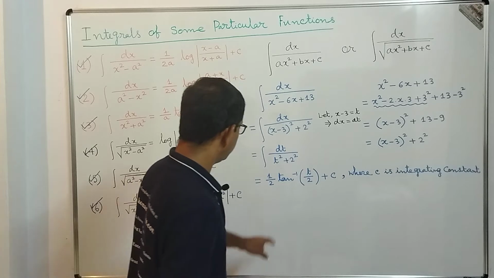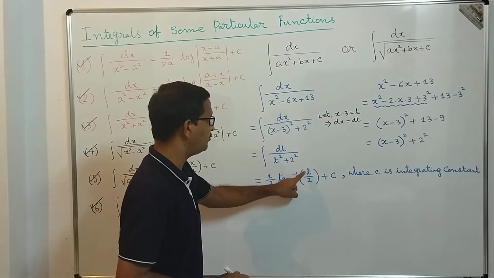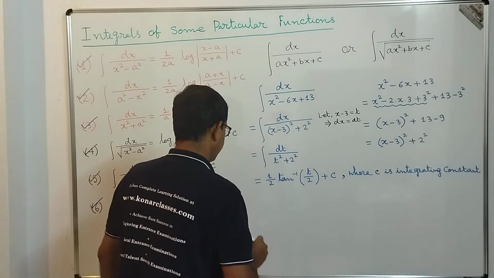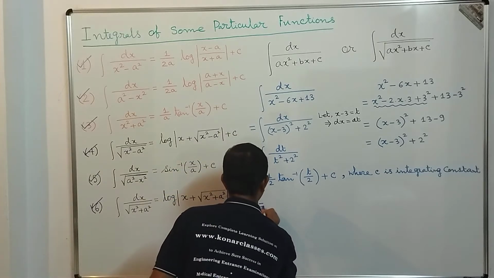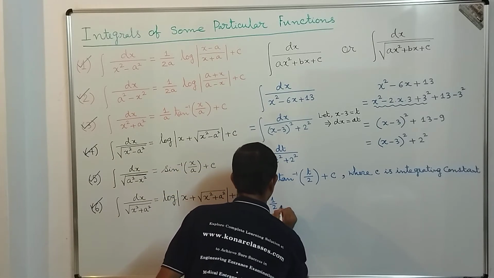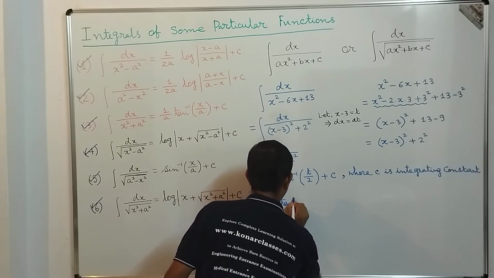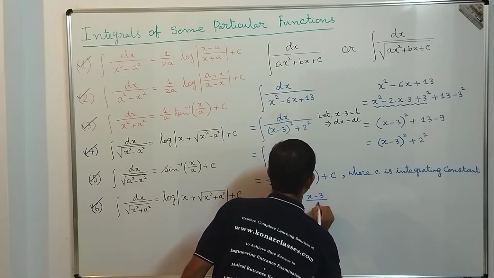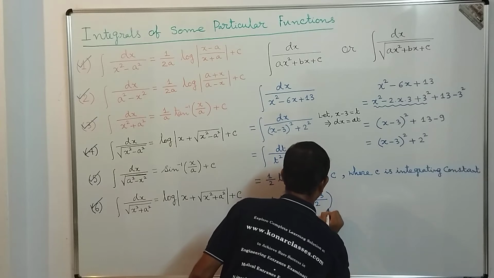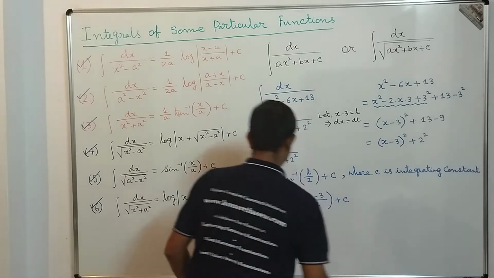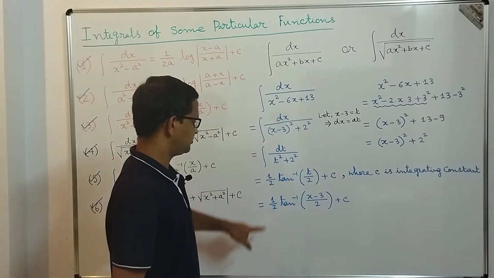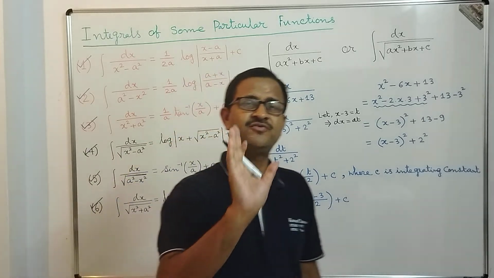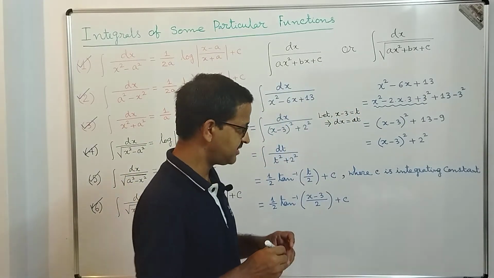Now we need to substitute the value of t, that is x minus 3. So that is equal to what we get, dear students: 1 by 2 into tan inverse of (x minus 3) by 2 plus c, and this is the value of the required integration. Very simple. Just you need to follow the steps. What are the steps?